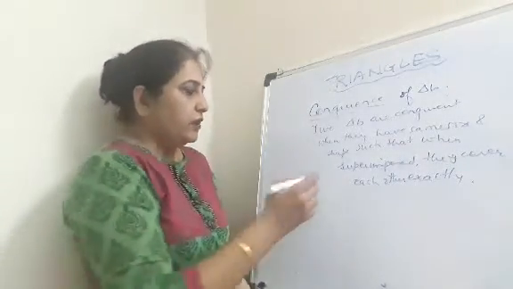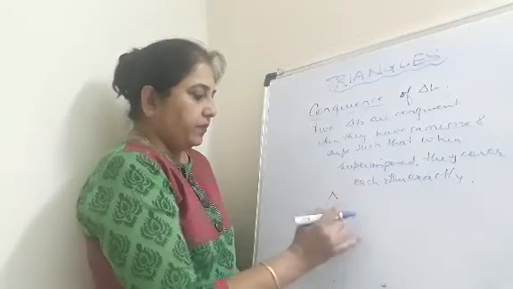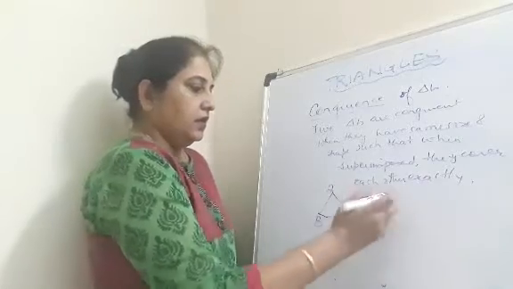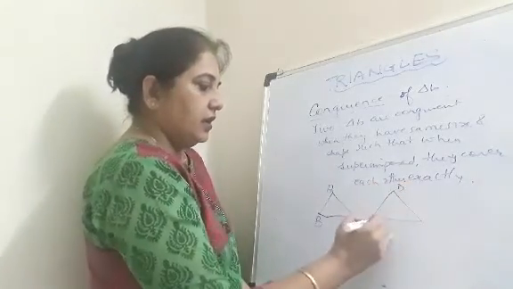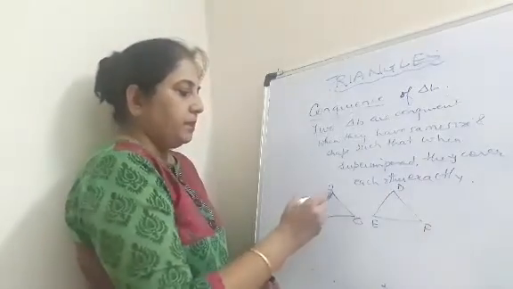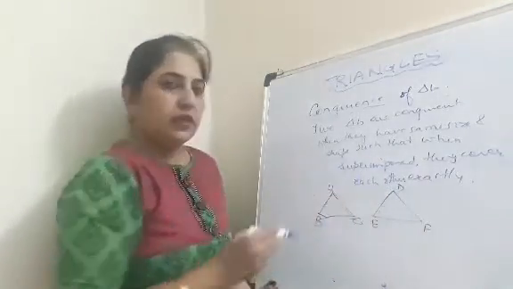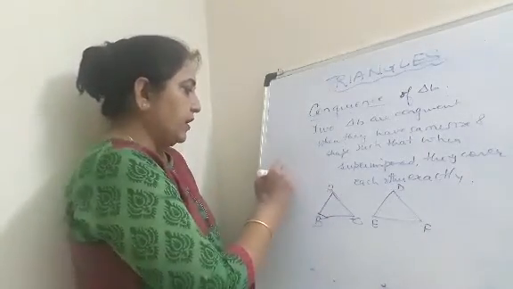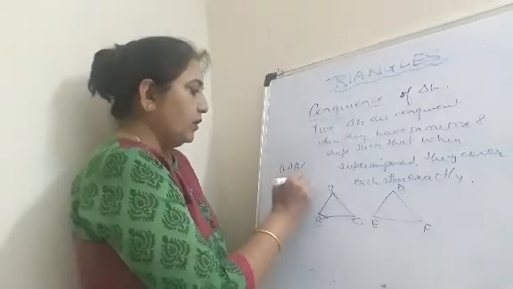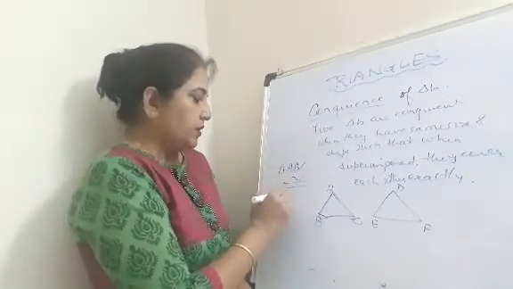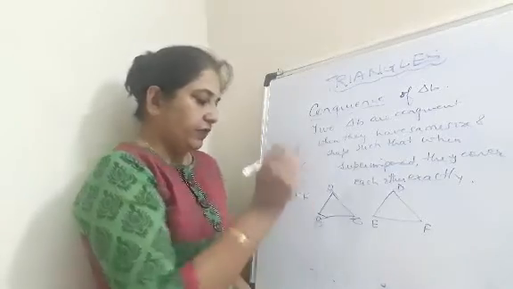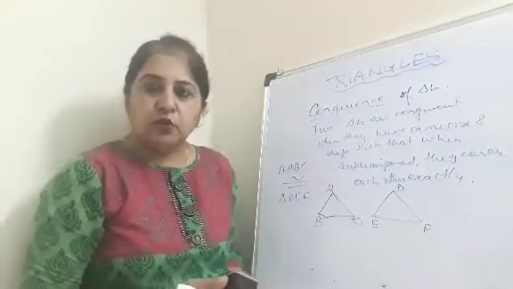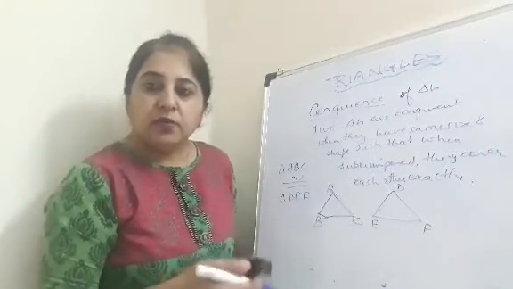So if there are two triangles, ABC and one more triangle of the same size, DEF, we will say that ABC is congruent to DEF. That means we write triangle ABC is congruent to triangle DEF, where, as I told you, the symbol of congruence is the equal sign with a curve. Right?